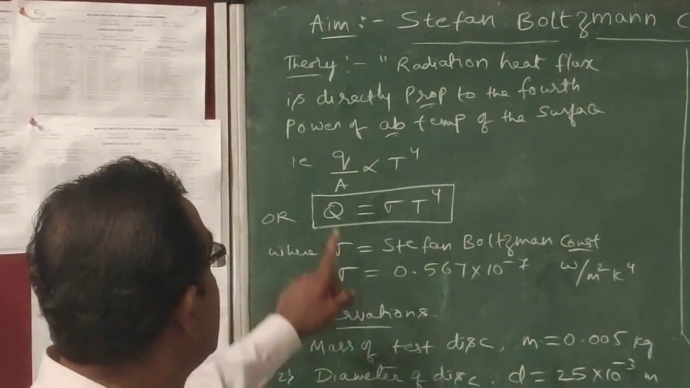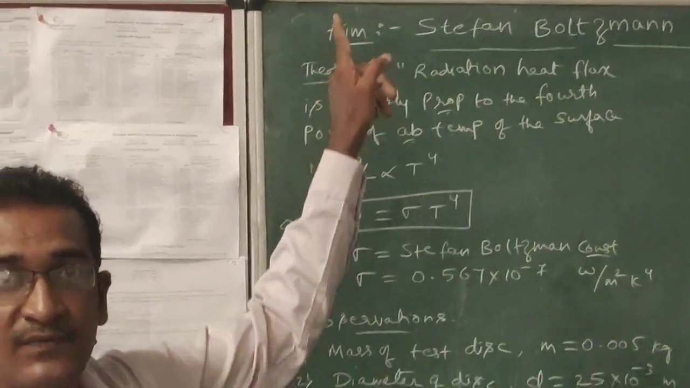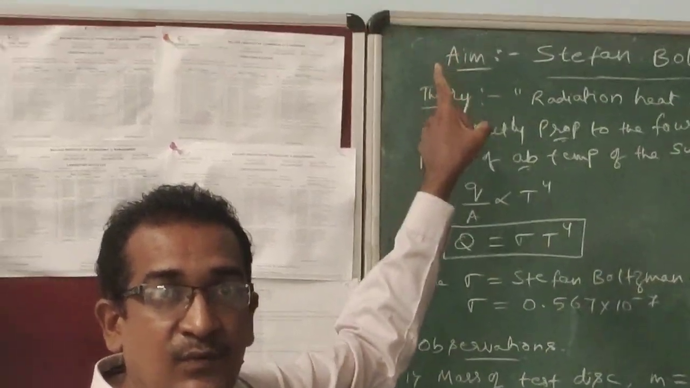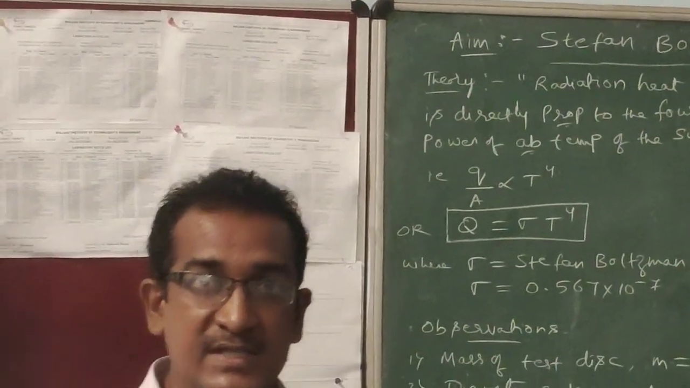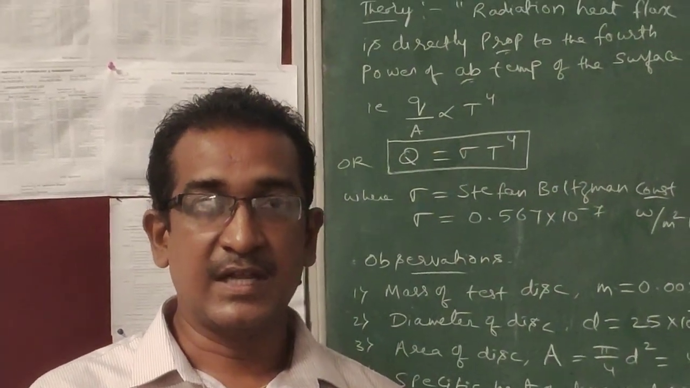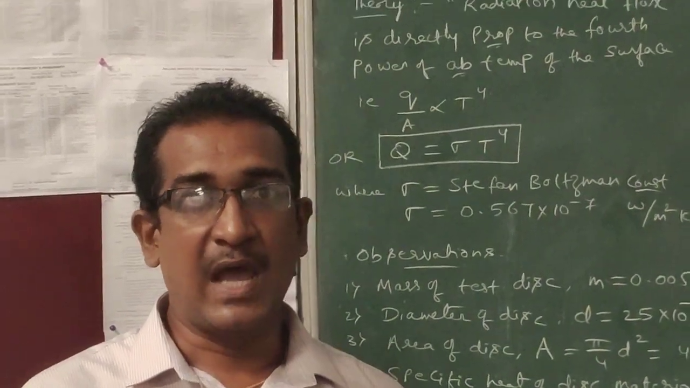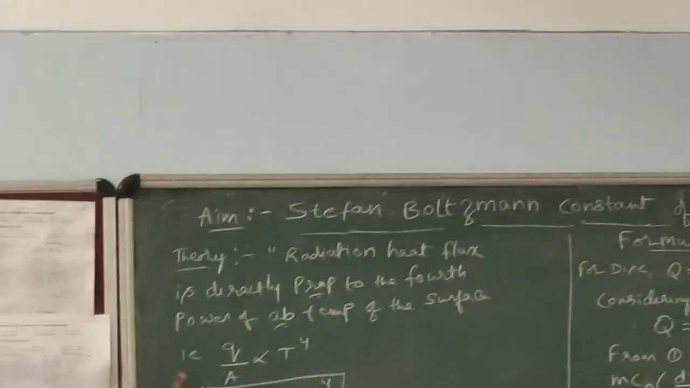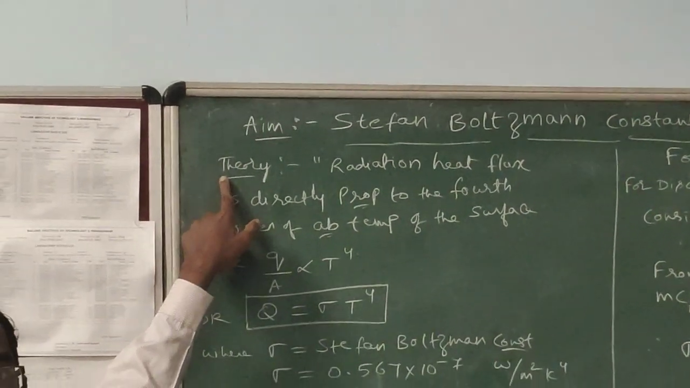Before that, after studying this aim of the experiment, what is the apparatus required? Apparatus required is Stefan Boltzmann apparatus. The setup is Stefan Boltzmann apparatus. Then let us study what is theory.